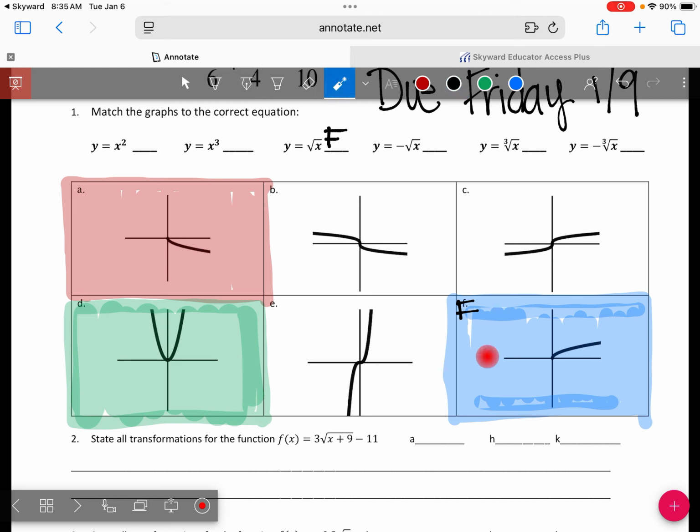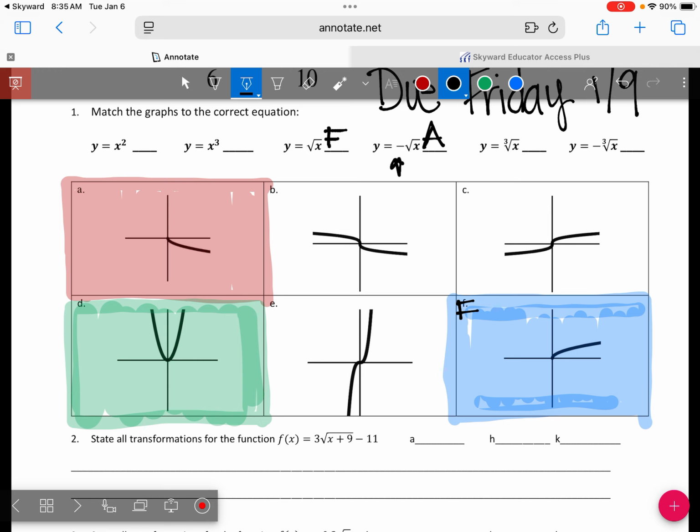What's the difference between the blue box and the pink box? What happened to the function? It reflected, it flipped, right? So whenever it flips, that means I have to put a negative in front. So that means that the one after this is going to be graph A. Because of that negative, that's what happens when it reflects.